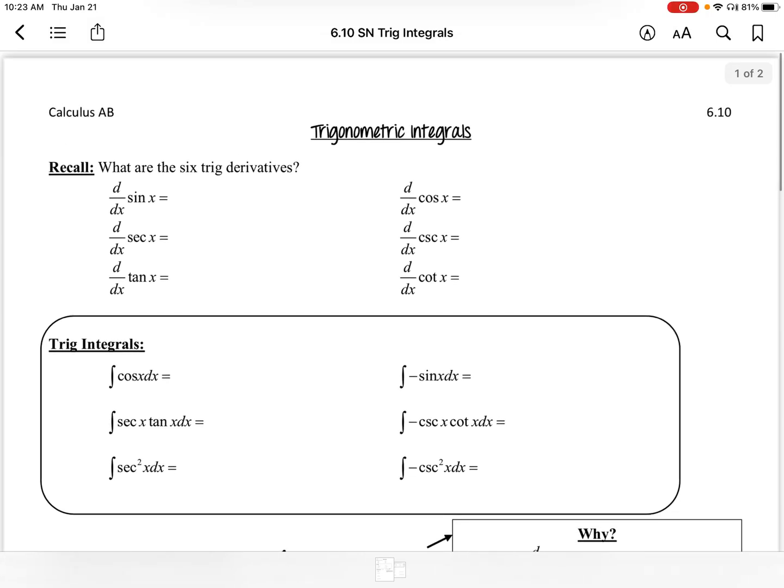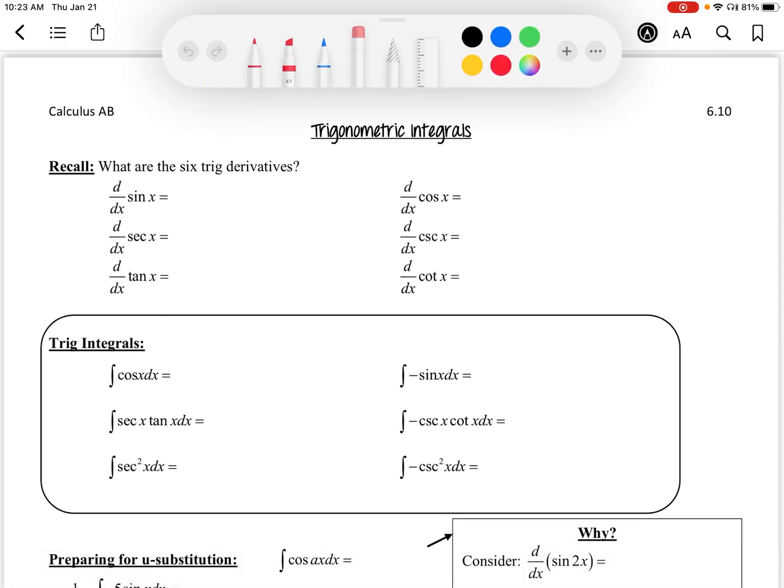Hey guys, today we are looking at 6.10, which is going to be trigonometric integrals. So we're looking at some trig integrals. As a refresher, let's remember our trig derivatives.